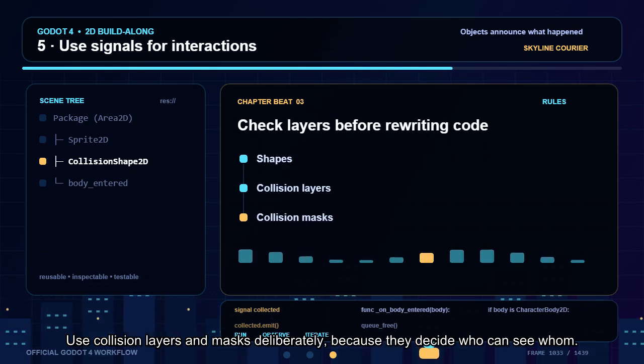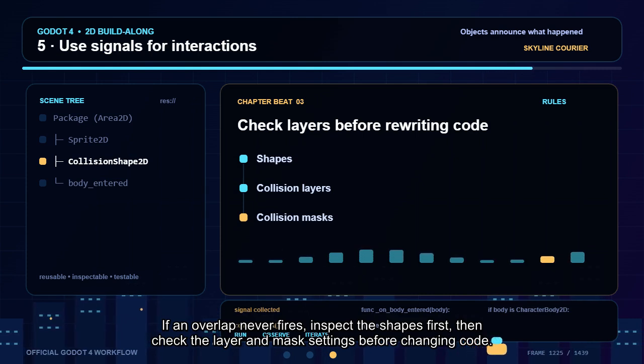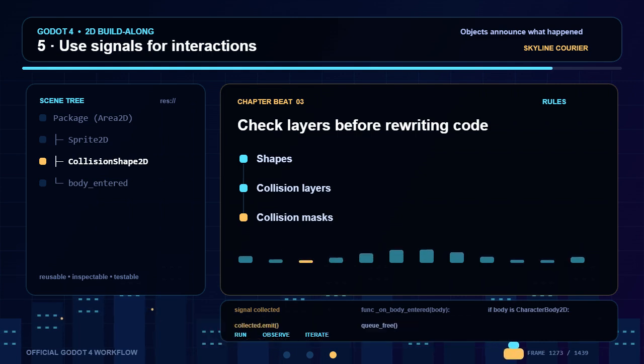Use collision layers and masks deliberately because they decide who can see whom. If an overlap never fires, inspect the shapes first, then check the layer and mask settings before changing code.